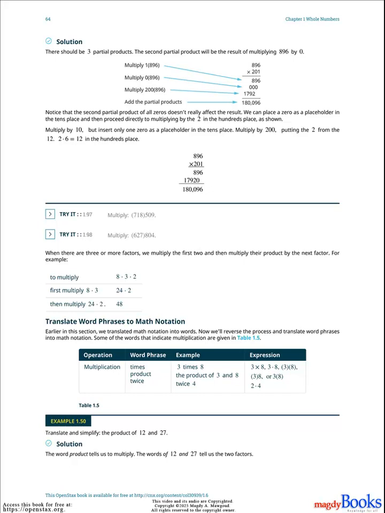When there are three or more factors, we multiply the first two and then multiply their product by the next factor. For example, to multiply 8·3·2, first multiply 8·3, 24. Then multiply 24·2, 48.